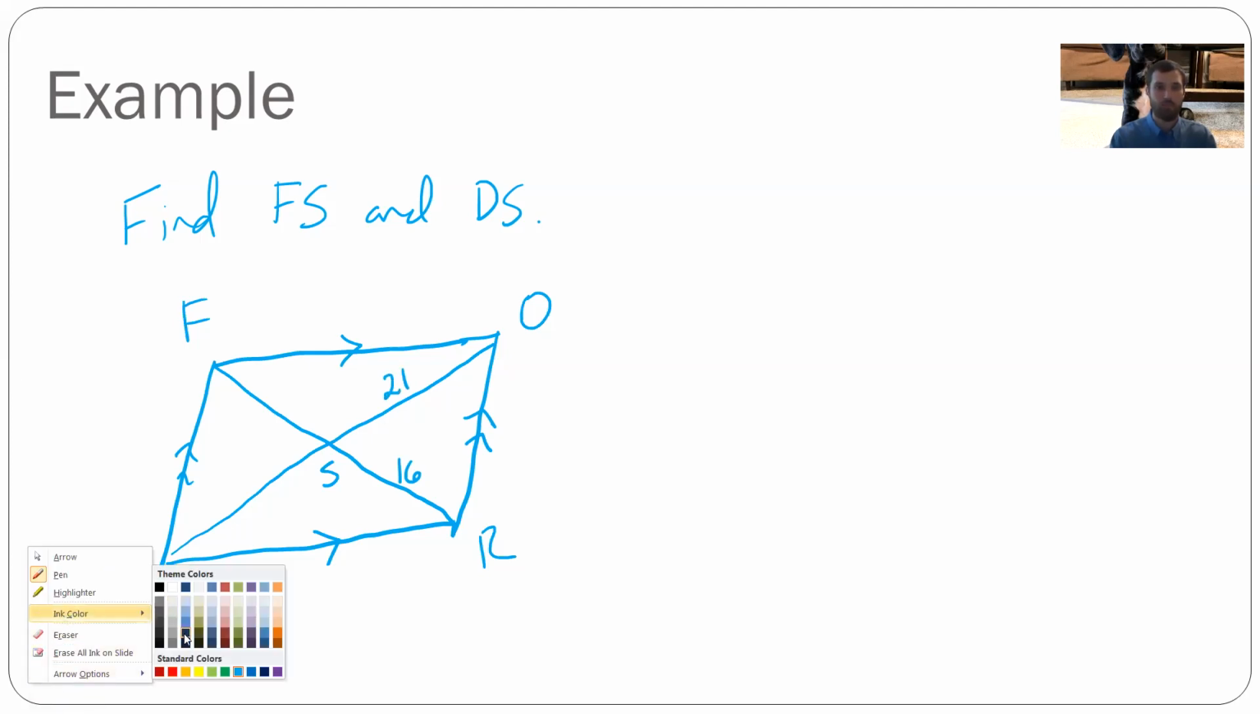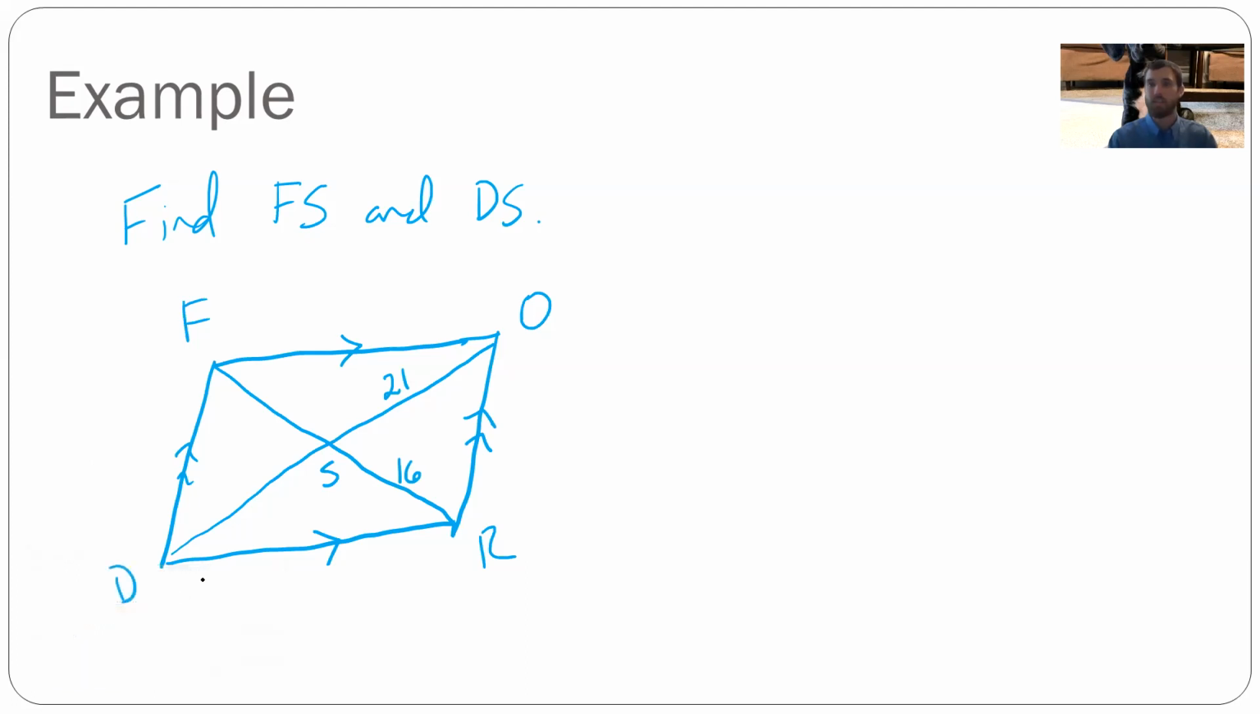This theorem we just talked about means our diagonals bisect each other. They cut each other in half. That means this is the same as that. That means this 16 is just going to transfer over there to 16. So I already know what FS is. Simply 16.